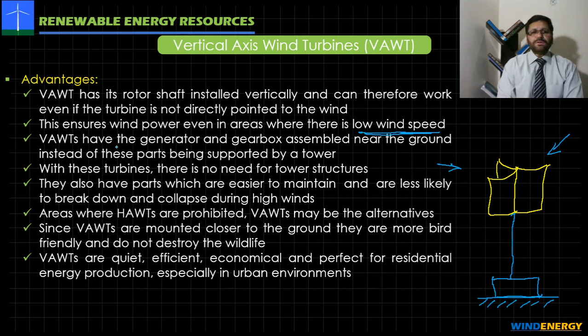Vertical axis wind turbines have the generator and gearbox assembled near the ground. Now here we have the gearbox and also the generator. This shaft is connecting the rotor with the gearbox, the drive chain, and then you have the generator. With these turbines there is no need for a tower structure. Actually, we don't go too high for the installation of this rotor. So this is a big limitation.